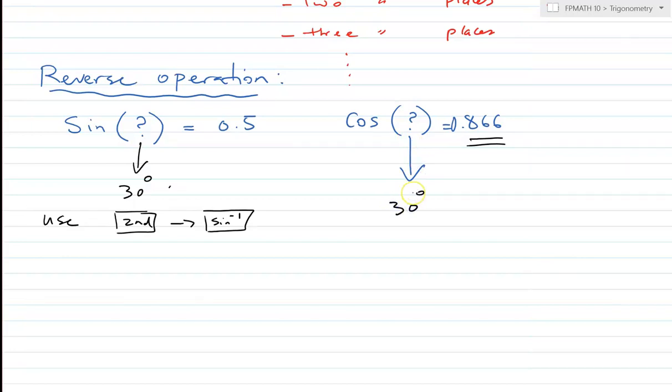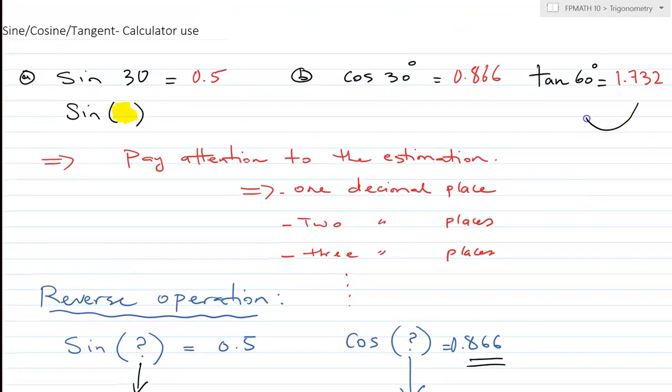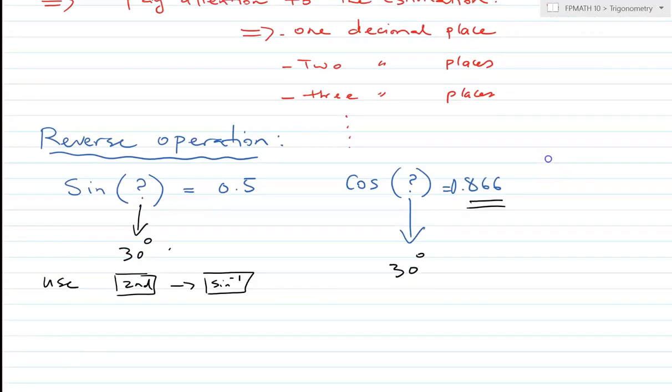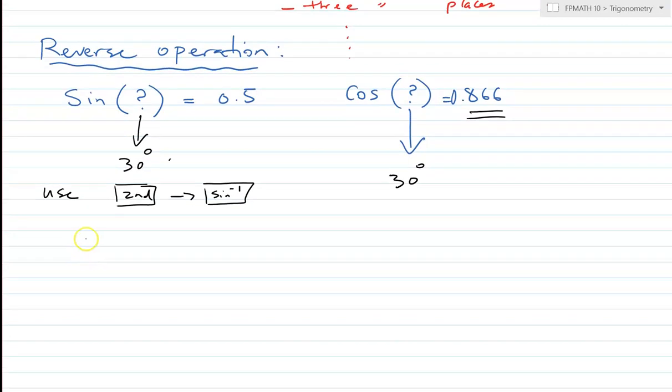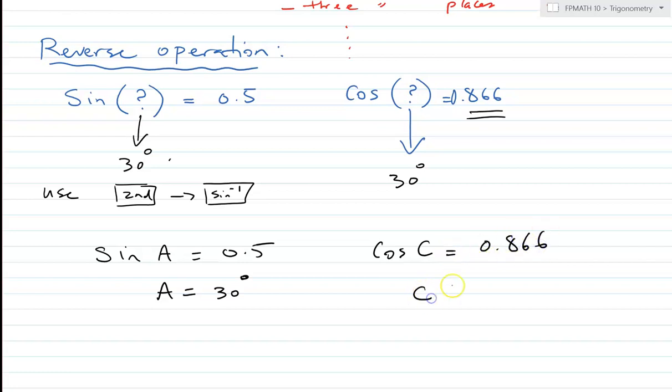You can do the same thing with the tangent, and if you go the other way, it will give you 60 degrees. Okay, so the way we write this, by the way, I wrote down a question mark in there, but the actual way of writing it is sine of angle A equals 0.5, and then angle A is equal to 30 degrees. Don't forget the proper notation. There's a symbol here that represents degrees. Here, cos of angle C, I'm just making it up, equals 0.866, angle C equals 30 degrees. Okay, now it's time for you to do a lot of practice questions.